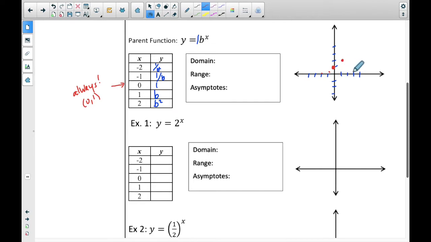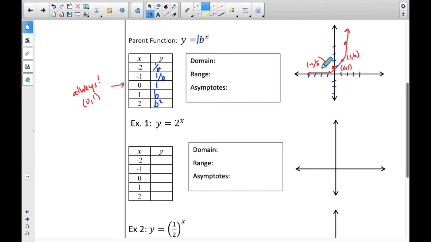Now, I have no idea where b is because I don't know what b is, but it's a number and it's greater than 1. And my next one is b squared, so it's even higher. Okay, so I don't know exactly where these are, but I'm going to try to fit my curve in here. There are always going to be these 3 points: -1, 1 over b; 0, 1; and 1, b.